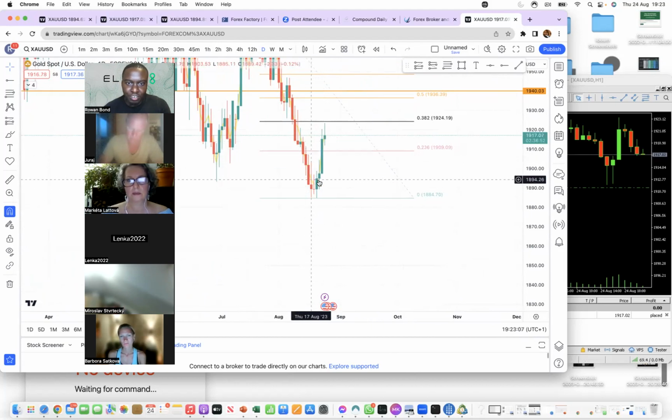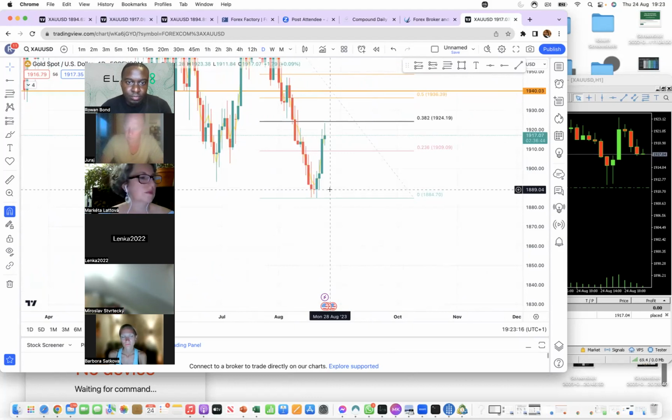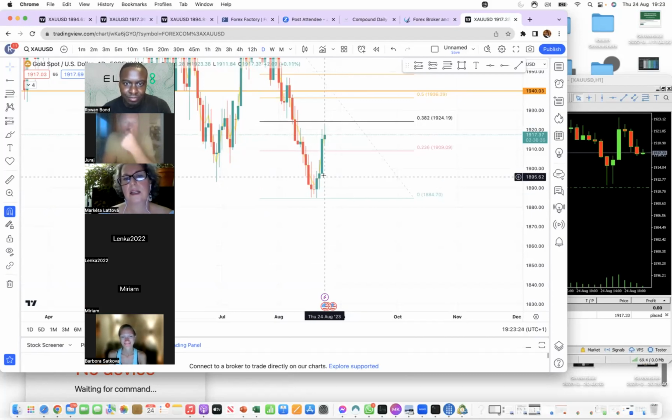Can anyone tell me? Does anyone remember? It's one of these green candles that I'm pointing at. The longest green candle has no bottom wick. Exactly.